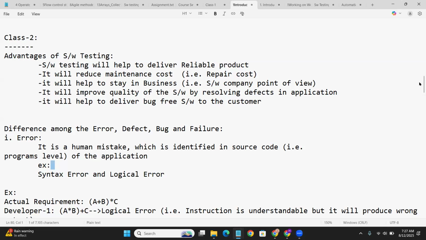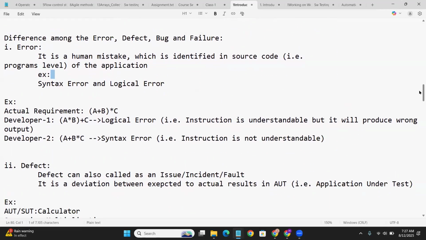Now try to understand here. What is the difference between a logical error and a syntax error? If you have some programming background it makes sense and is easy to understand, but non-IT people need to understand it too. Suppose the actual requirement is A plus B multiplied with C. When I ask one developer, he writes A star B plus C. Another developer writes A plus B multiplied C.